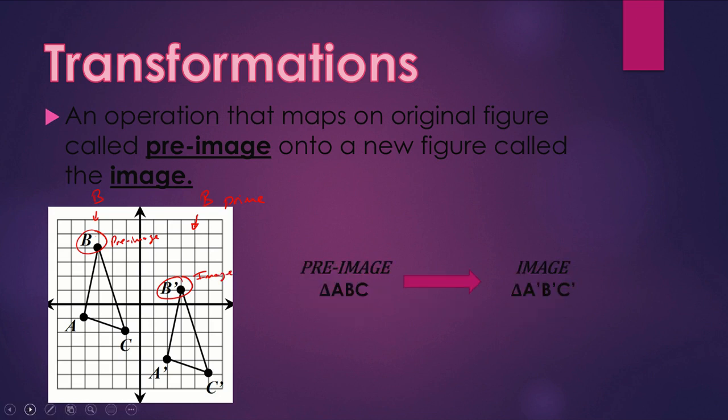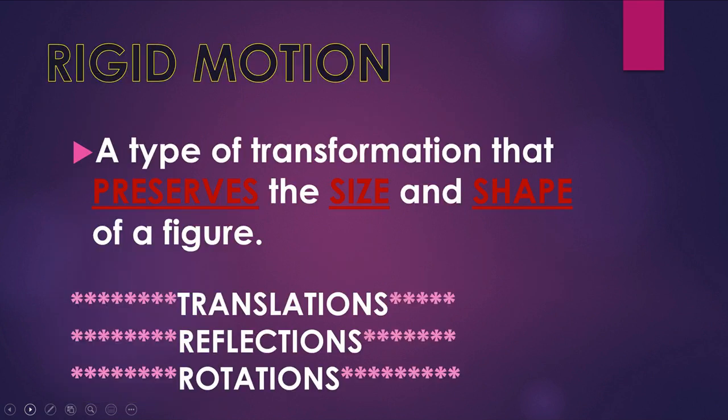Okay. What we need to remember is what a transformation does is it takes your original image, which is called the pre-image, and it creates your new image, right? So here, this arrow essentially represents the transformation that it does. Okay, and there's different types of transformations, but we're going to focus on two types, which is called rigid motion, and the other one's called non-rigid motion. We'll get to that in a bit.